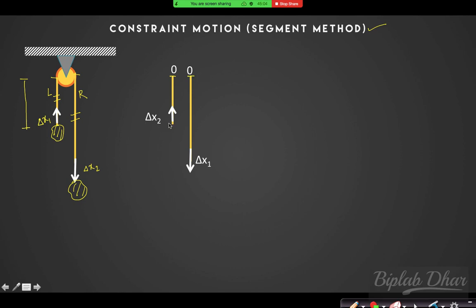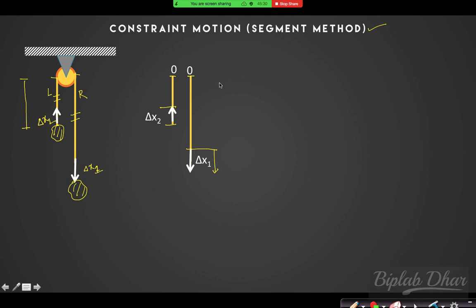But what about the bottom part? Can I assume that the bottom part is connected with this body which is moving upward by a displacement delta x1? I have assumed this to be delta x2 and that to be delta x1, right? So this part has moved up by delta x1 and this part has come down by delta x2. Can I say that? Yes. Yes, sir.